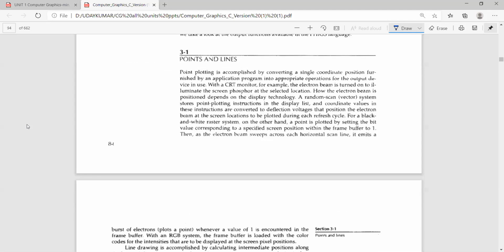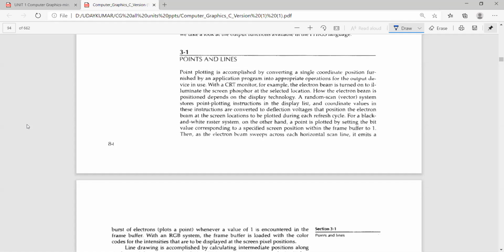by converting the single coordinate position furnished by the application program into appropriate operations for the output device in use. So a point means plotting or converting a single coordinate position. A single coordinate here means x and y together; x and y is called one coordinate. The point is given as input in the application program.